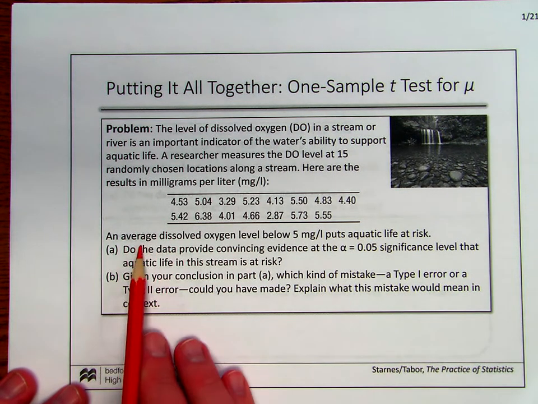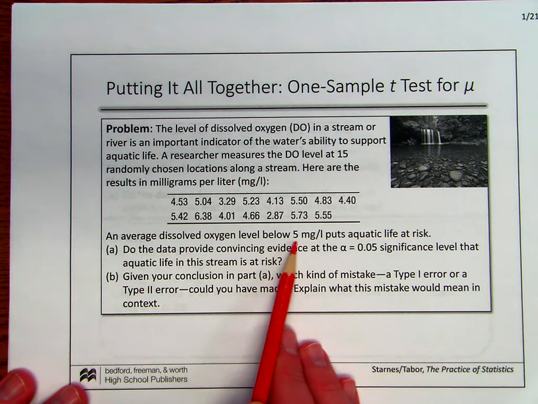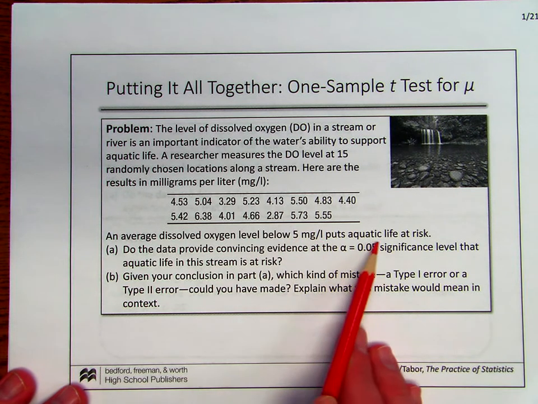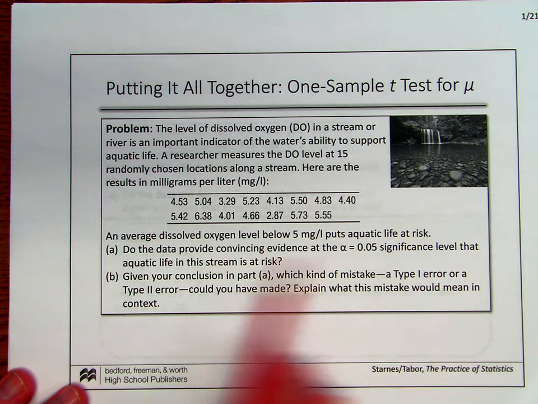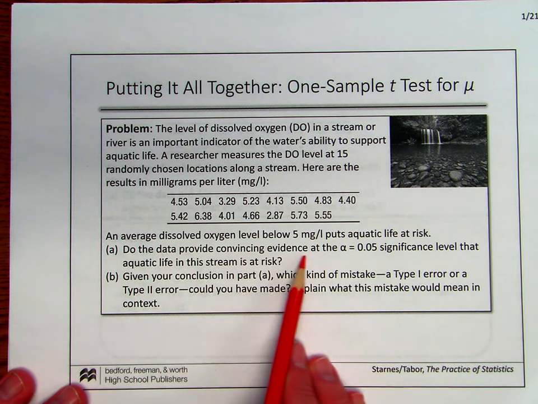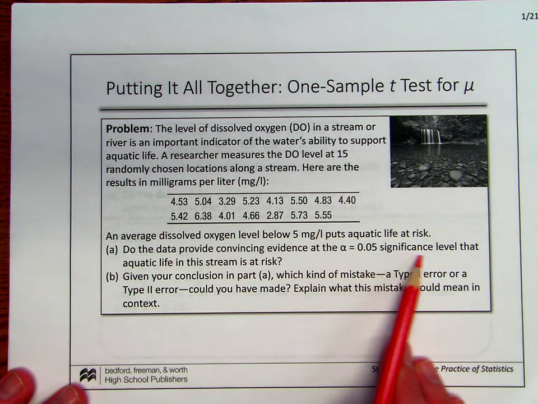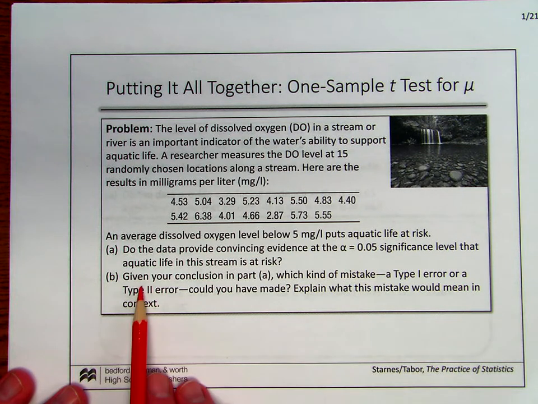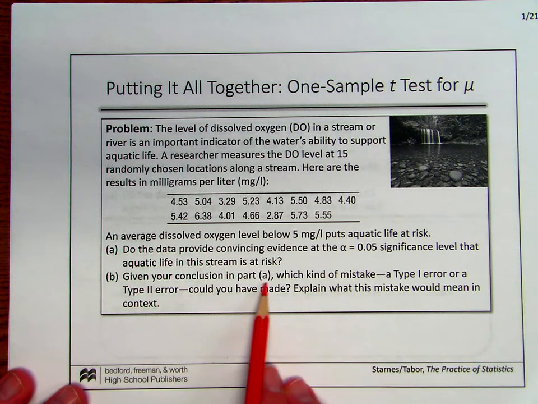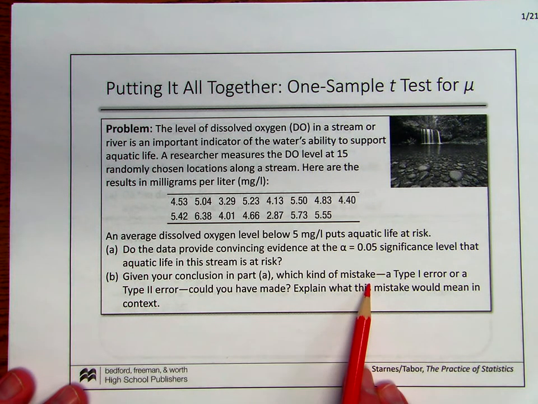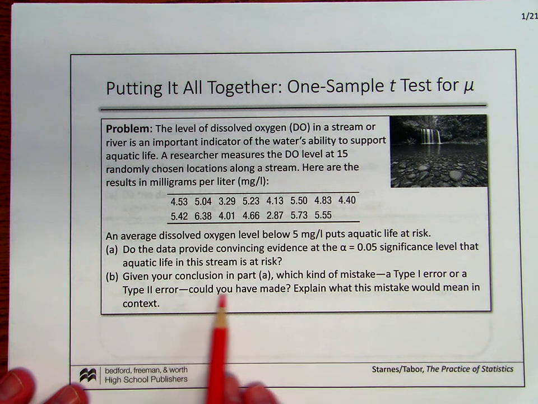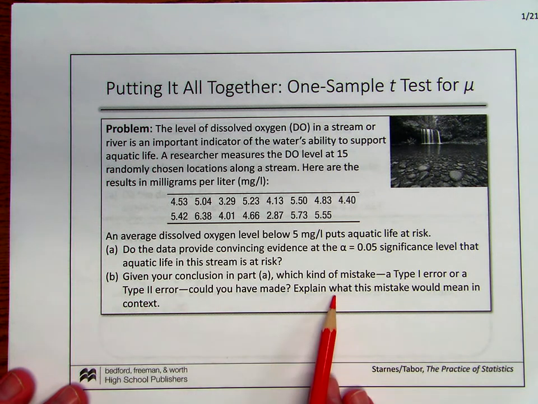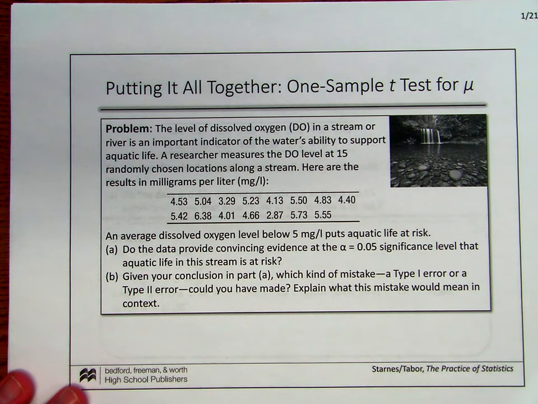Okay, an average dissolved oxygen level below 5 milligrams per liter puts the aquatic life at risk. Do the data provide convincing evidence at the 0.05 significance level that the aquatic life in this stream is at risk? And then as a follow-up question, given your conclusion in Part A, what kind of mistake, type 1 or type 2, could you have made? Explain what this mistake would mean in context.